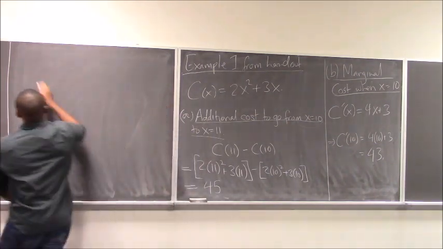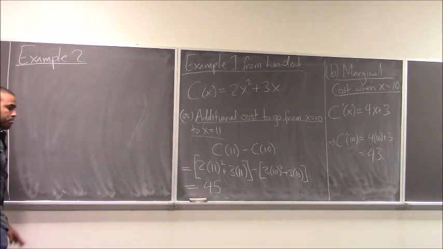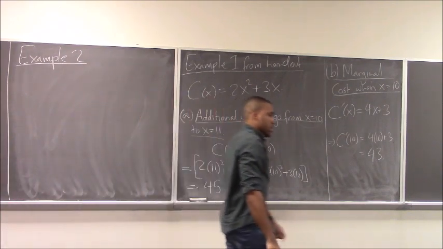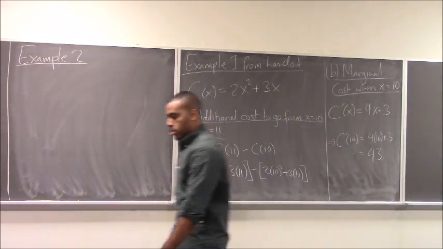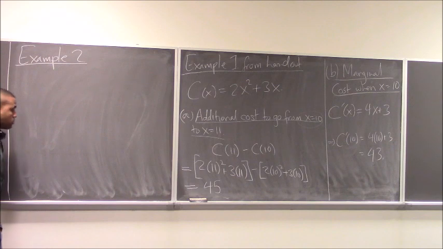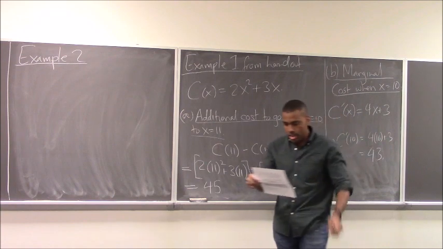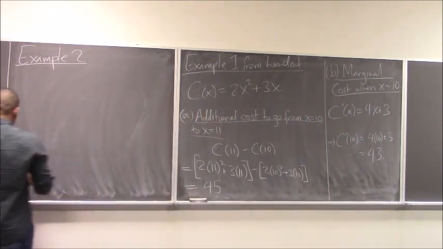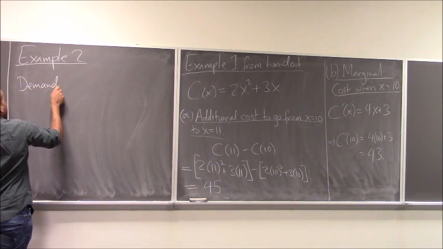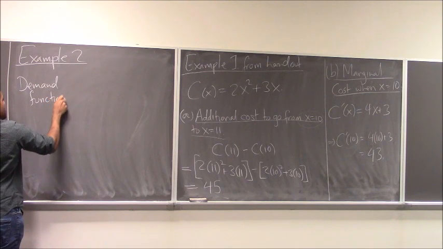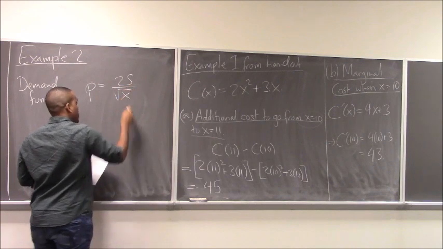Let's move on to example 2. This one's a bit more involved, and it would more resemble a problem that you would see on a test or a quiz, I think. Maybe not as many parts. And as we go through this, I'm going to be defining some functions for you to be used at a later point. So in example 2, we're given a demand function. P is equal to 25 over radical x.